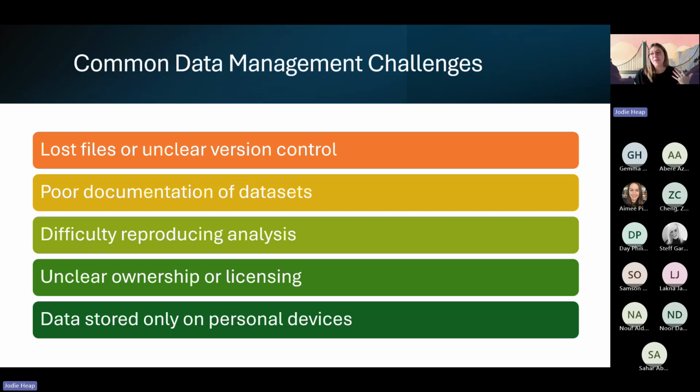Okay, so the common challenges, there are many, there are a few, and it really comes down to, for me, a bit of digital hygiene.